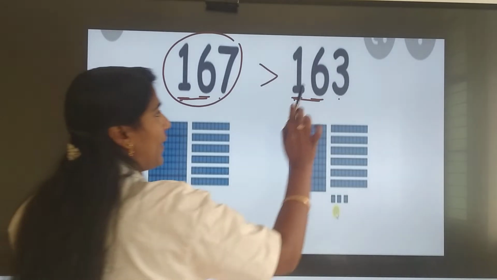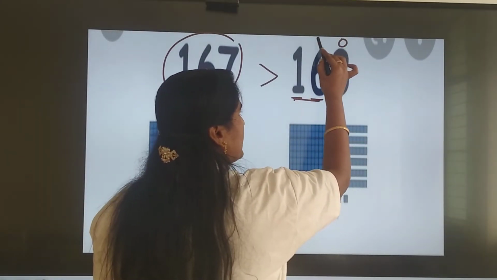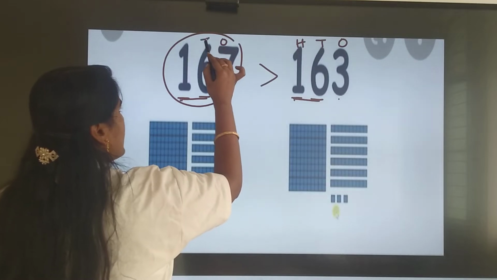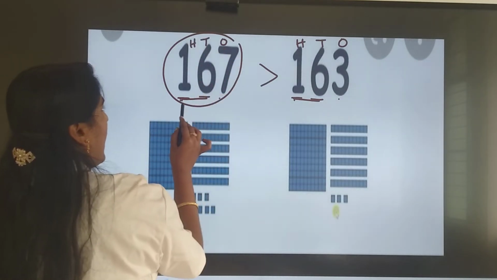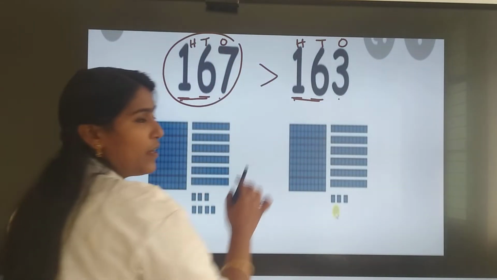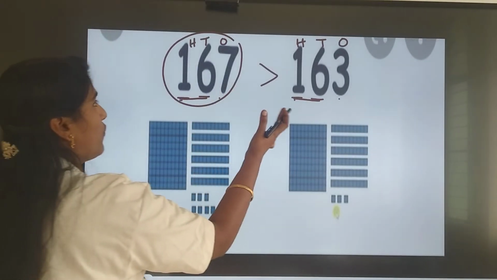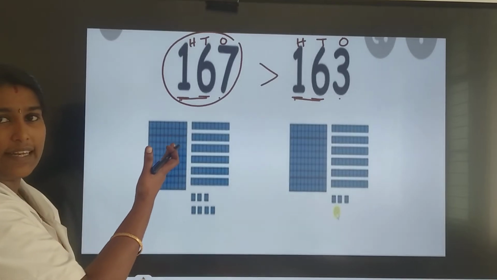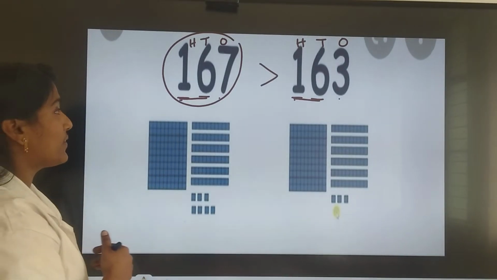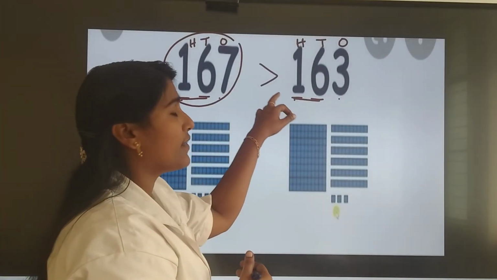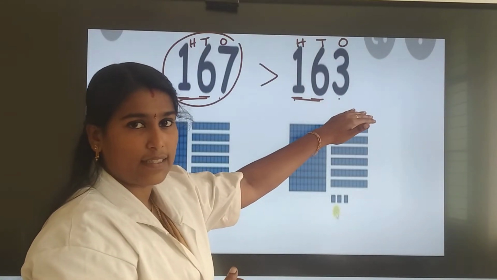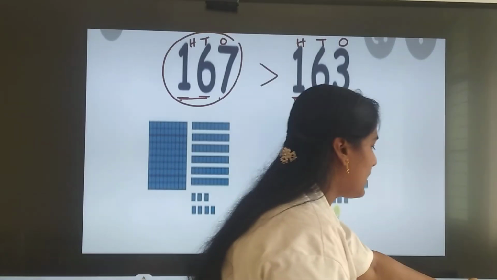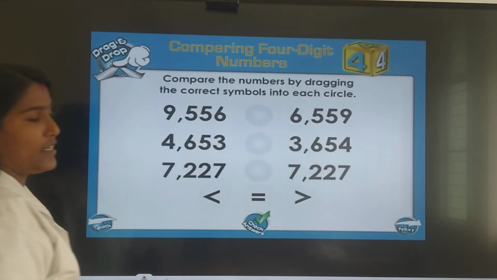So you should know the places also. This is ones place, tens place, hundreds place. Here too it is ones place, tens place, hundreds place. The hundreds and the tens places are the same for the two numbers, so then go for the ones place. Here it is 7, here it is 3. So we know 7 is greater than 3. So 167 is greater than 163. Okay? Understand? See the next example, comparing 4-digit numbers.